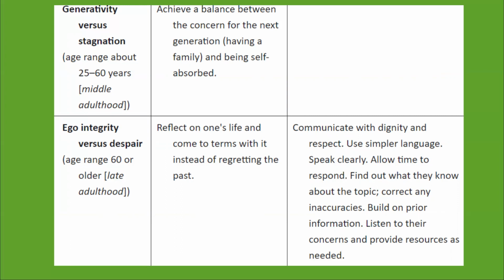So the next developmental stage is ego integrity versus despair, and that age range is 60 or older. Communicate with dignity and respect. Use simpler language. Speak clearly. Allow time to respond. Find out what they know about the topic, correct any inaccuracies, build on prior information, listen to their concerns, and provide resources as needed.